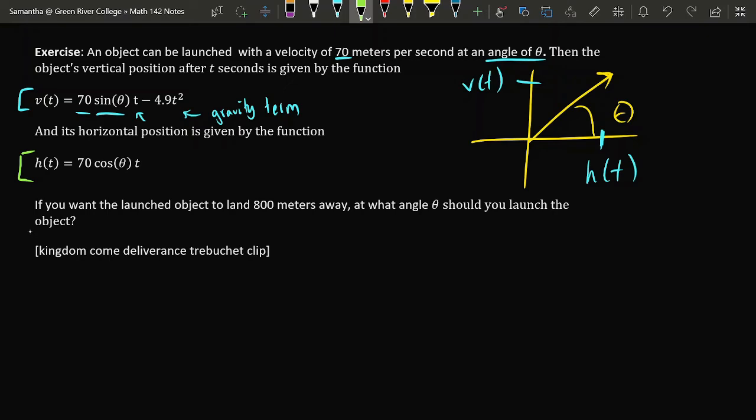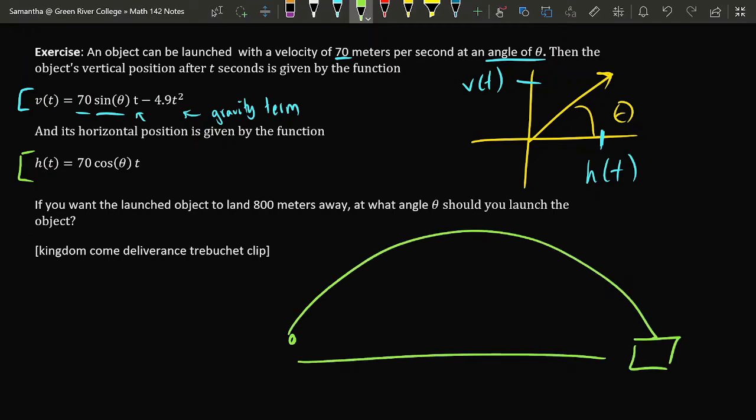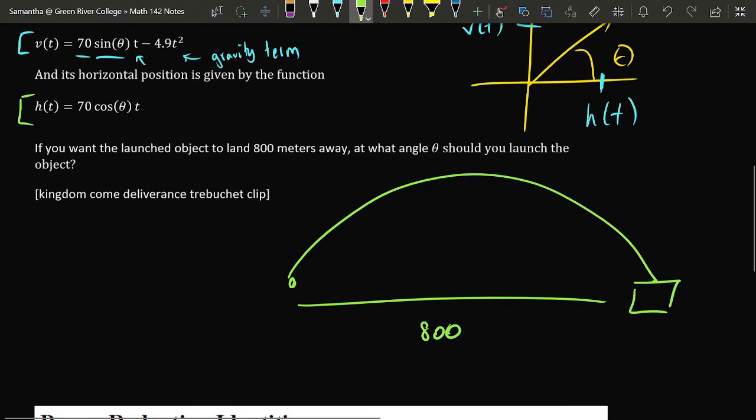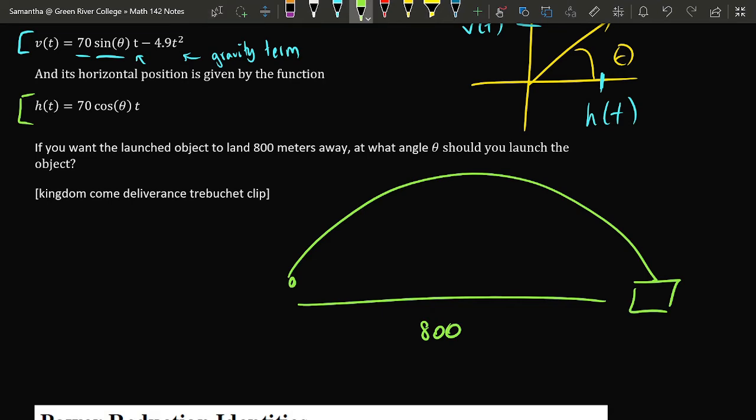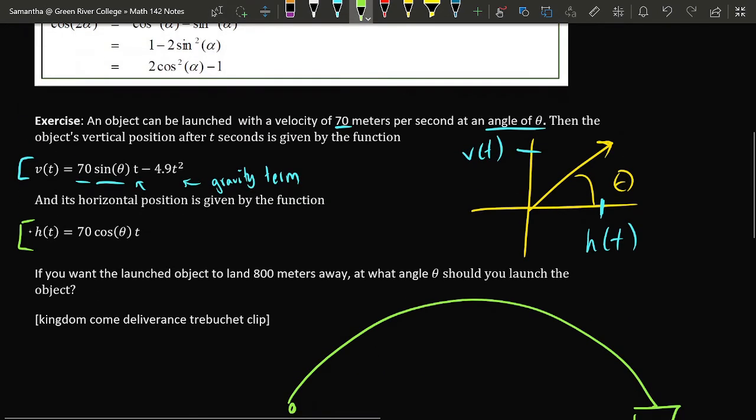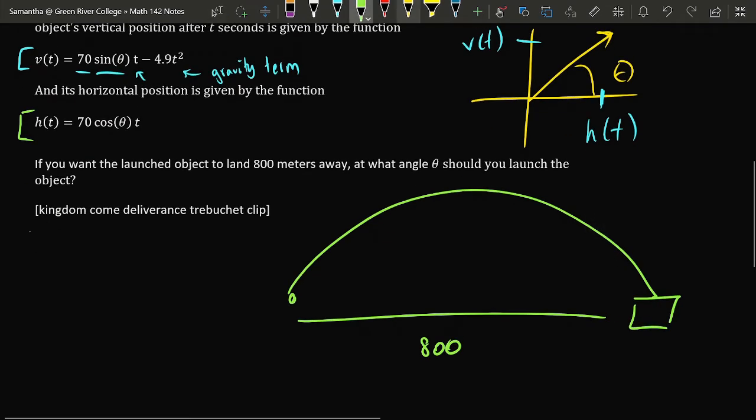So now suppose that we're setting up our catapult, we're setting up our trebuchet, with the goal of launching an object so that when it falls back to the ground, it lands 800 meters from its initial position. So the question is, if I am able to shoot this object with a velocity of 70 meters per second, how should I angle the launch? What should theta be to achieve this end?